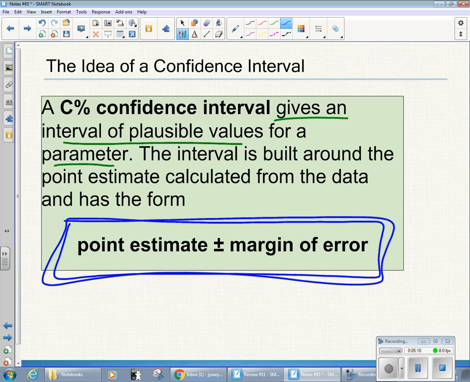I'm trying to think. There's another name I use for point estimate, because that's exactly what you need, another name. Right now it's not coming to mind, but it'll come to me here in a minute. So, point estimate plus or minus margin of error.